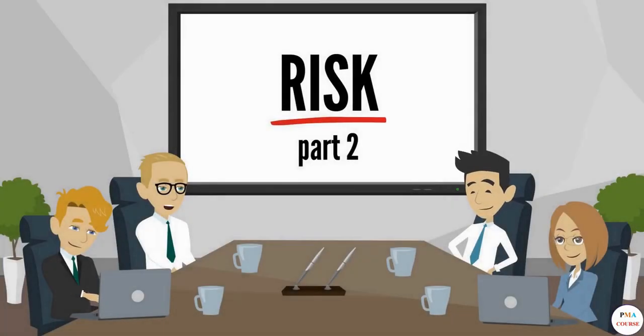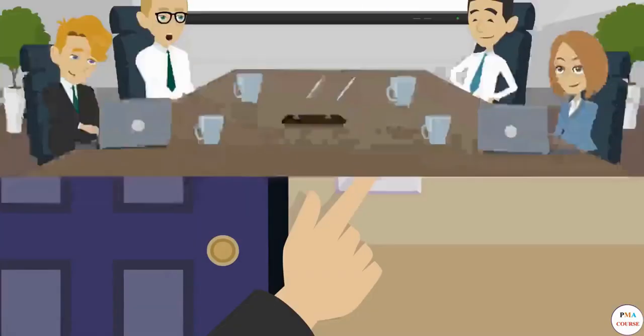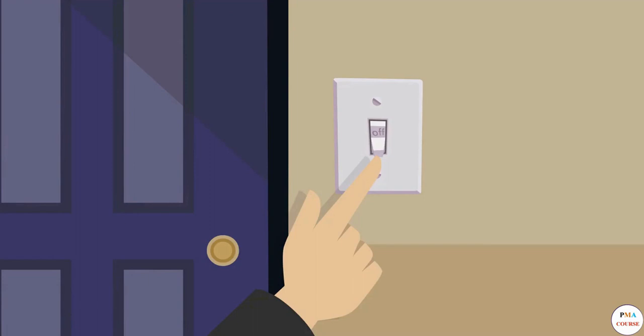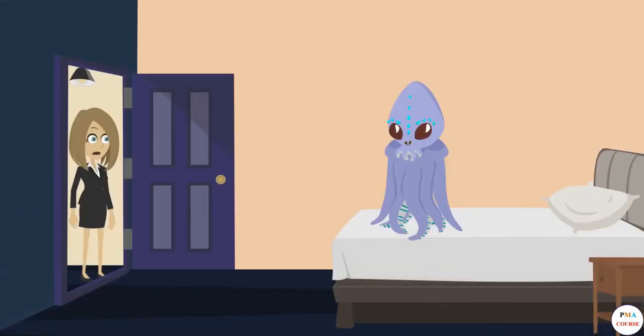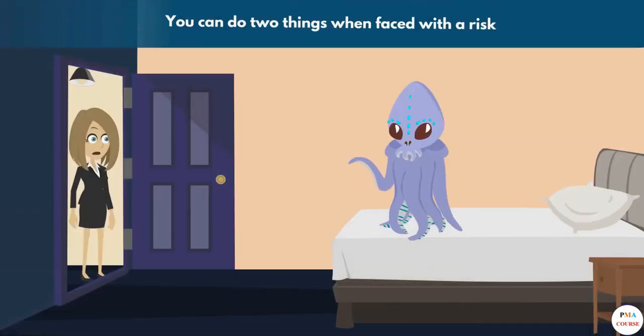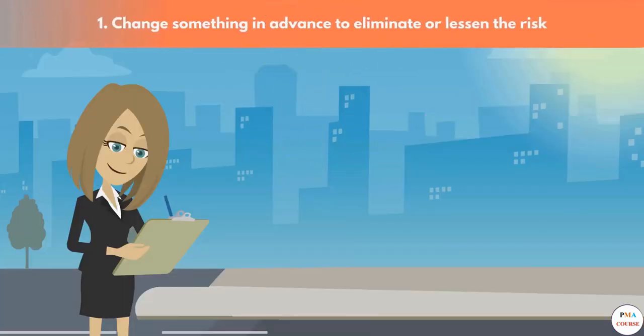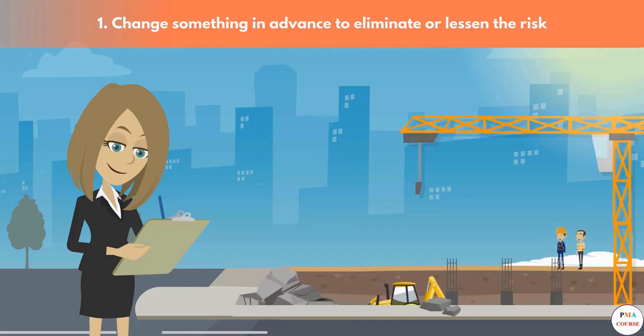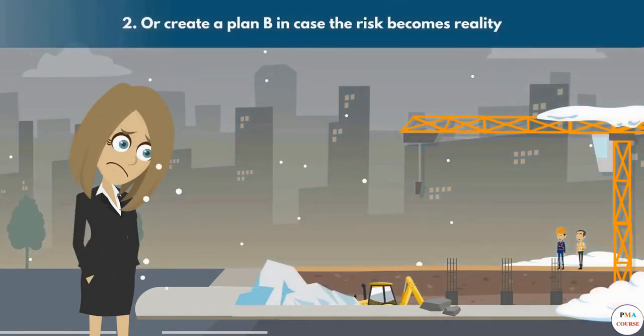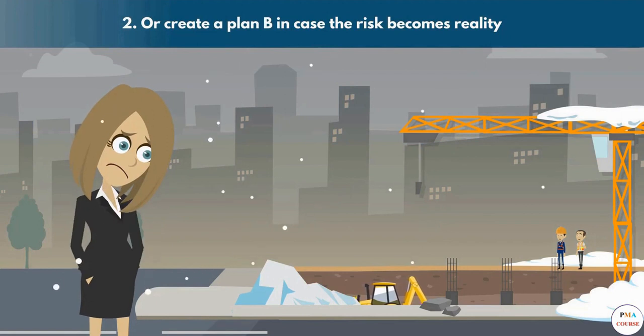Now is the time to prepare for action. You can do two things when faced with a risk. Change something in advance to eliminate or lessen the risk, say doing construction in the summer months rather than the winter months, for example, or create a plan B in case the risk becomes reality. The former is called mitigation and the latter, contingency.